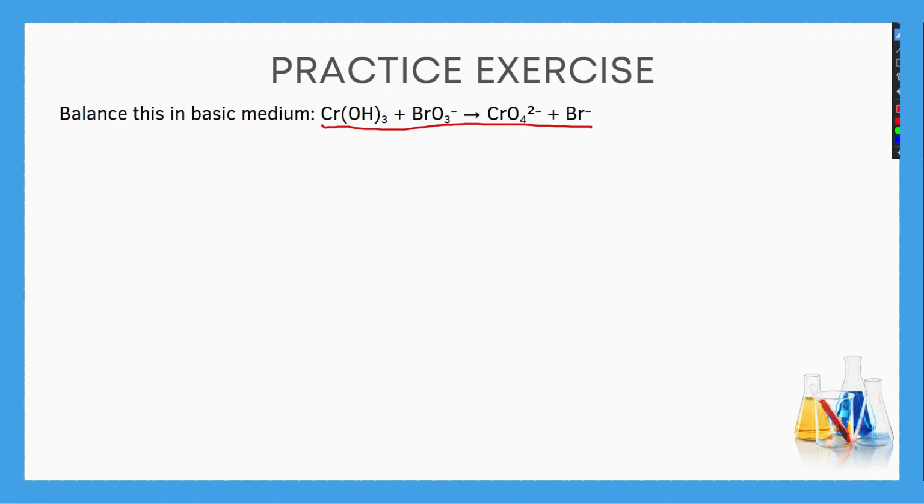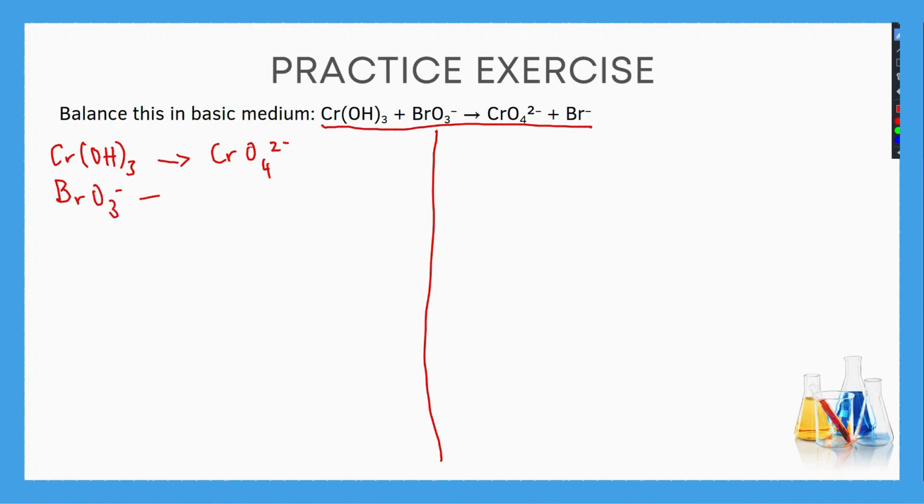We all know our steps. I've listed them out in the previous videos on this series. So step 1, we split it into the oxidation half and the reduction half. So let's do that real quickly. So we have the first half, which is Cr(OH)₃, giving us CrO₄⁻. And then we have the other half, which is BrO₃⁻, giving us Br⁻.